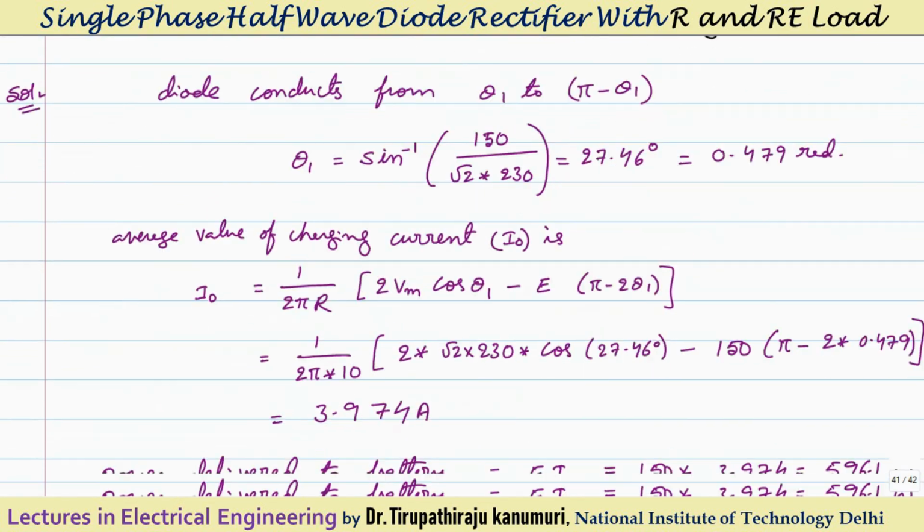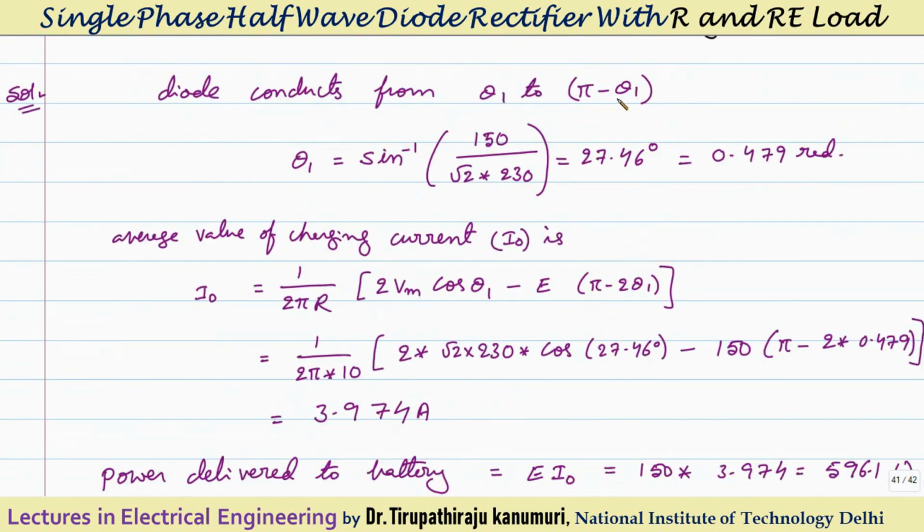So let us see how to calculate these things. The diode will conduct from theta 1 to pi minus theta 1. How to calculate theta 1? It is sine inverse of E divided by V maximum. V maximum is root 2 times the RMS value. So you will get it as 27.46 degrees. Calculate in radians also. In radians this value will be this angle multiplied by pi by 180, because we know that pi radians is equal to 180 degrees. Getting it? So if you want to convert this angle to radians, you have to multiply 27.46 into pi divided by 180. Then you will get the radians.